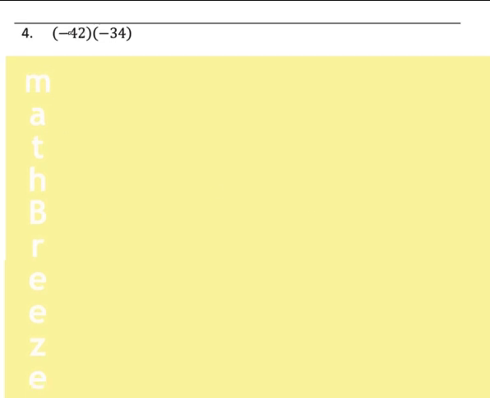In number 4, again, two negatives. We're multiplying two negatives, so our answer will be positive. So let's multiply 42 times 34. 4 times 2, 4 times 4 is 16. 3 times 2 is 6. 3 times 4 is 12. Okay, 6 and 6 is 12. So we have 1,428.